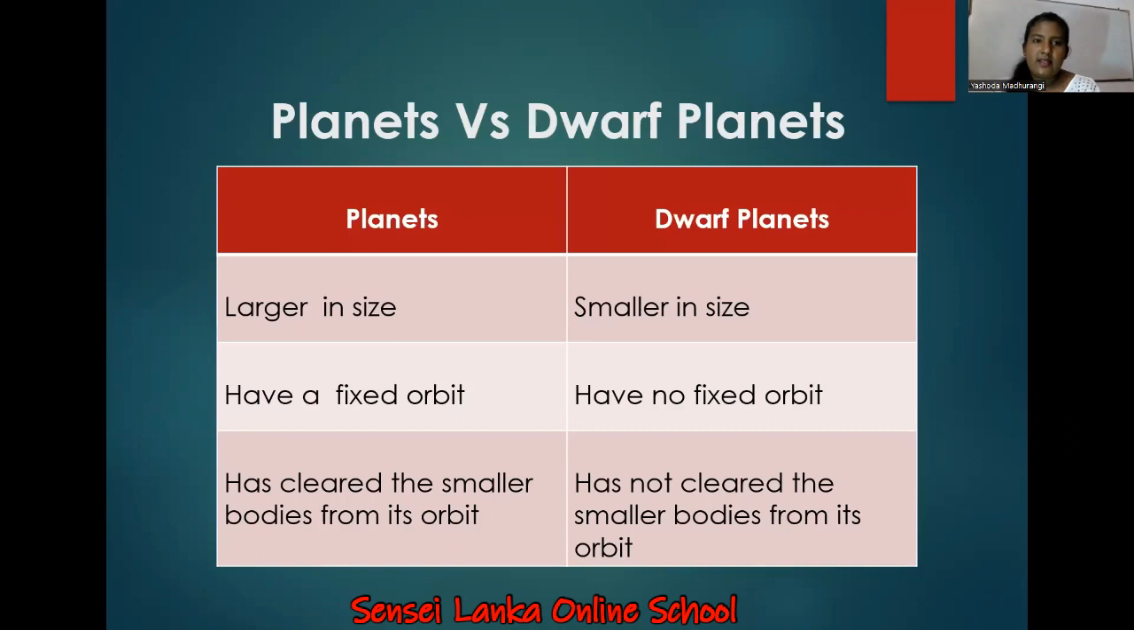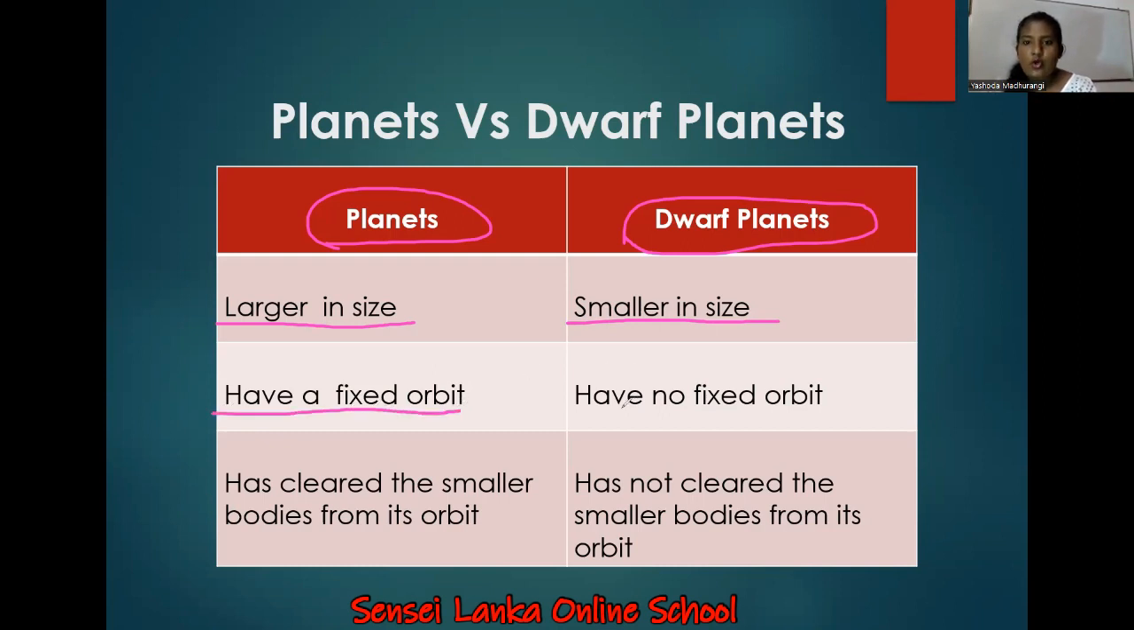Now let's have a look at planets versus dwarf planets. What are the differences? How do they differ from each other? So now all of you look at this table. There are two columns. Column 1 planets, column 2 dwarf planets. First one, larger in size. Normally the planets are larger in size, but the dwarf planets are relatively smaller in size. Comparing with the planets, they are smaller. Planets have a fixed orbit, but dwarf planets have no fixed orbit. There is an orbit, but it is not fixed.